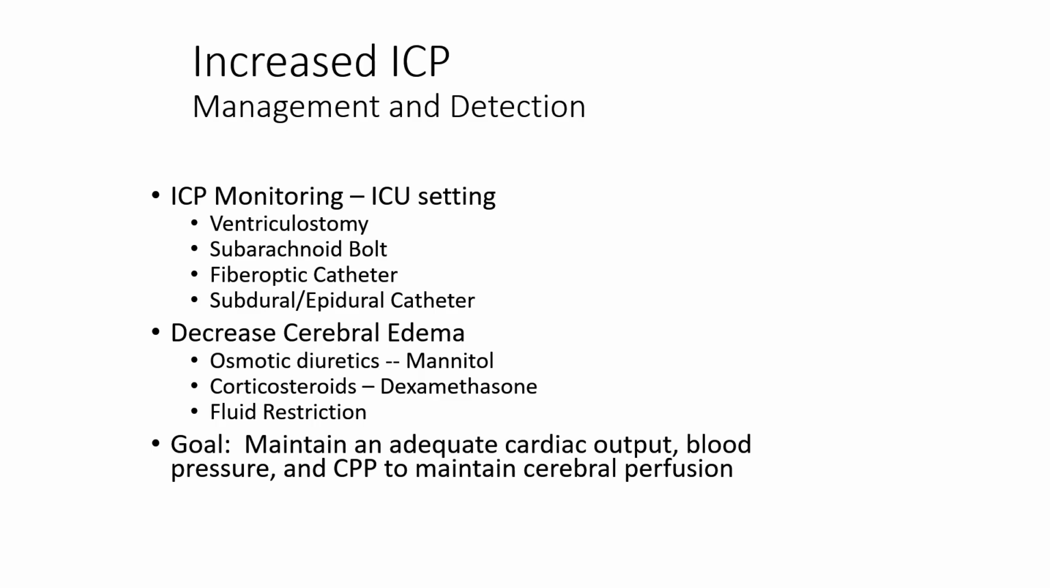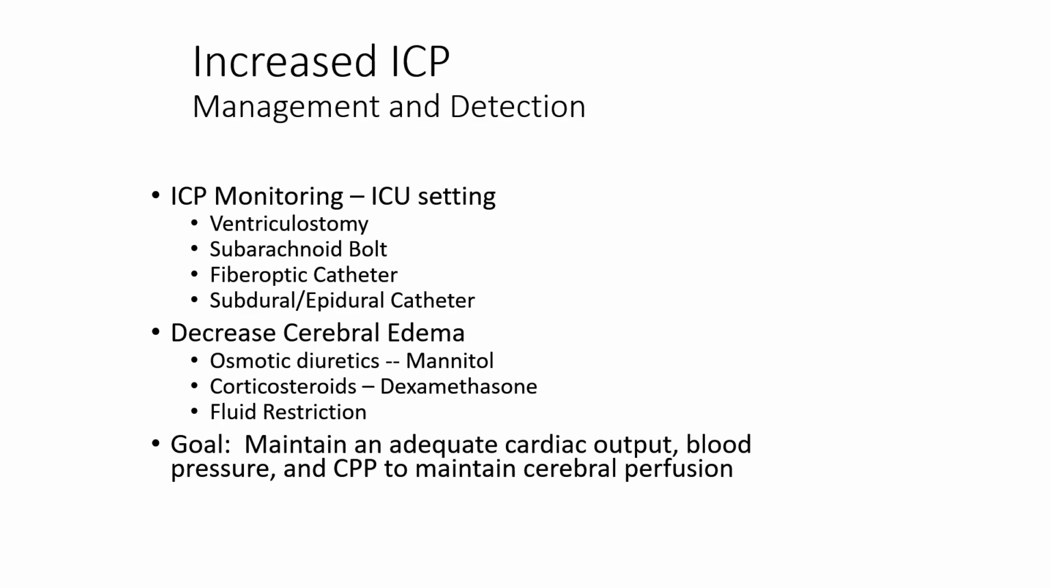ICP monitors, and you can see by the names where they are located in the brain. I'm not going to go into a lot of detail about these because your book doesn't, but the first one, the ventriculostomy, is a catheter that sits in the ventricles and is the only monitoring device where you can drain CSF.